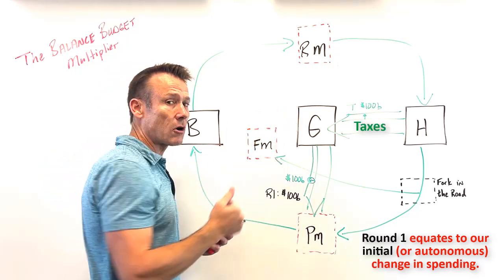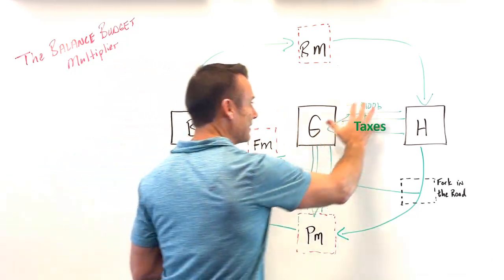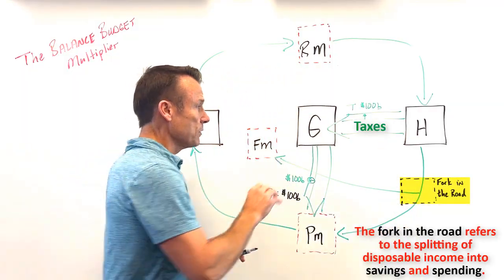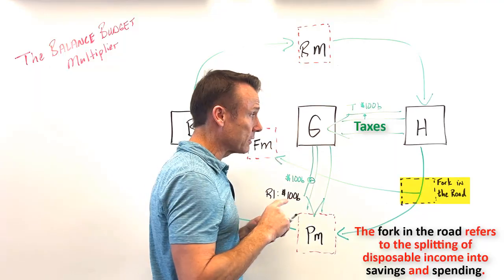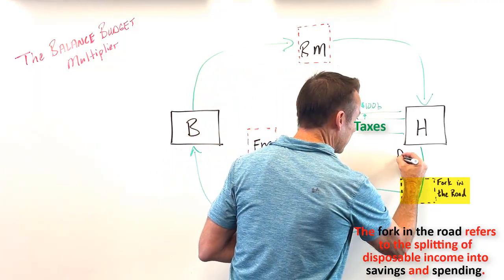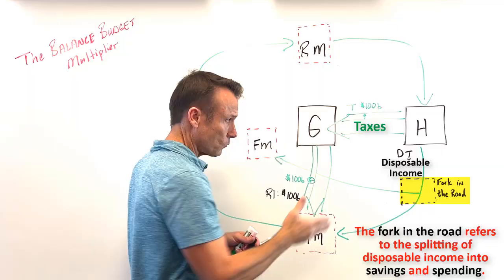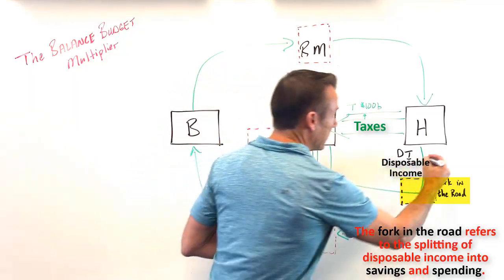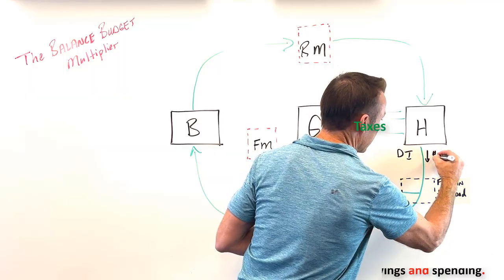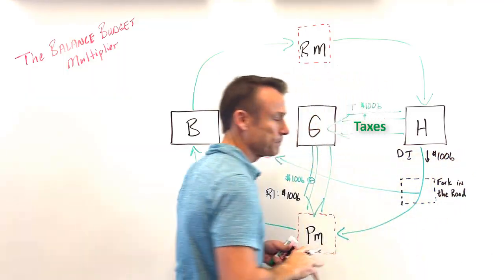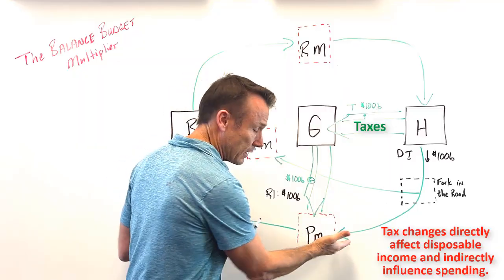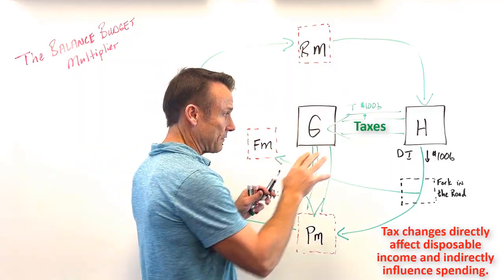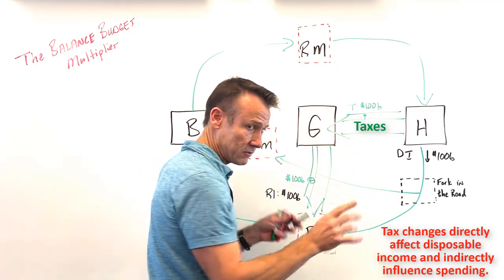Now, taxes are different. Tax changes happen before the fork in the road. So if we increase taxes by $100 billion, disposable income, which divides up into savings and consumption, is going to go down by $100 billion. Now, that does not mean that we're going to cut spending by $100 billion. No, we need to understand that that's going to impact both savings and spending.